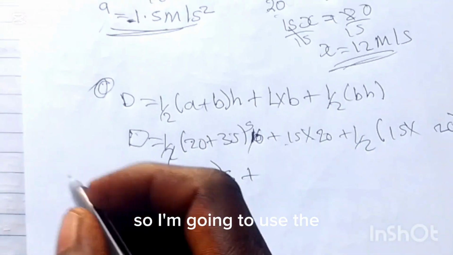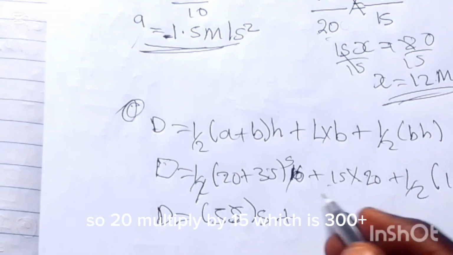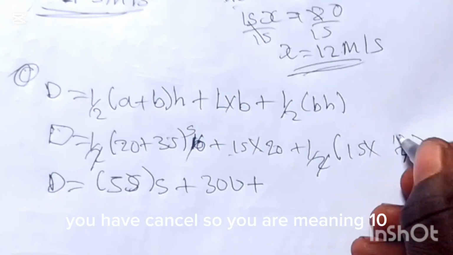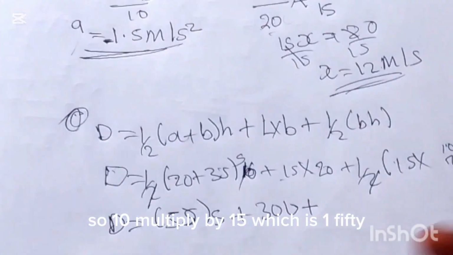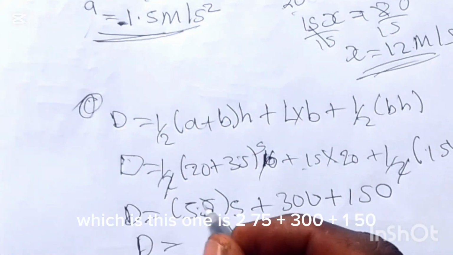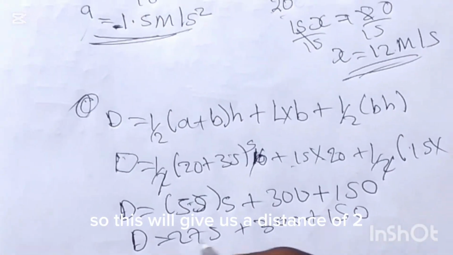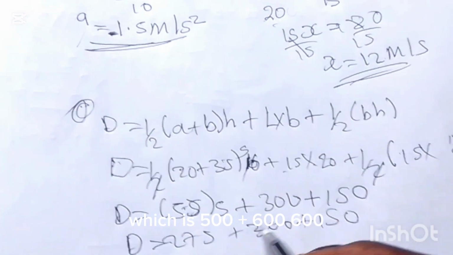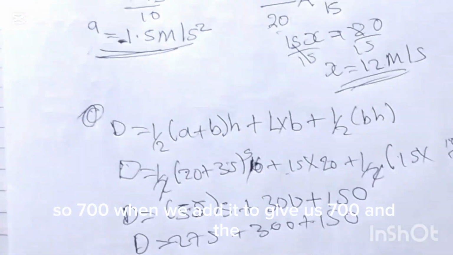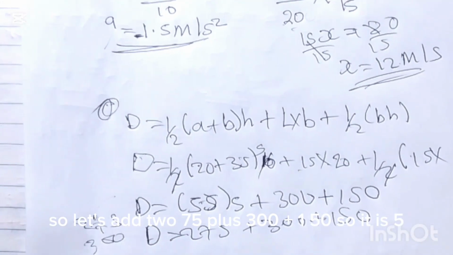Plus 20 multiplied by 15, which is 300, plus here we're going to cancel the half, 2 with 10. So 10 multiplied by 15, which is 150. So 55 multiplied by 5 is 275. So distance is equal to 275 plus 300 plus 150. Let's add 275 plus 300 plus 150.